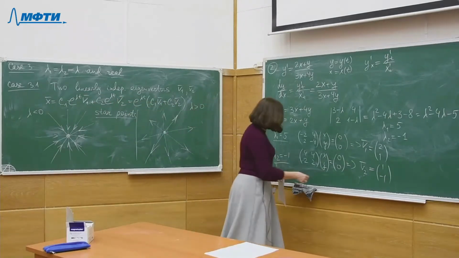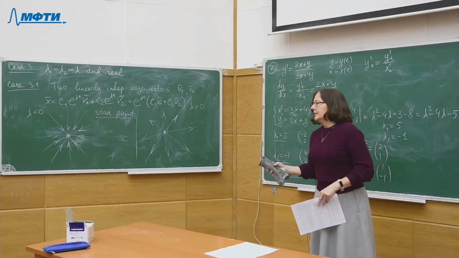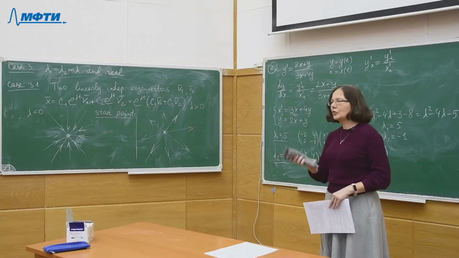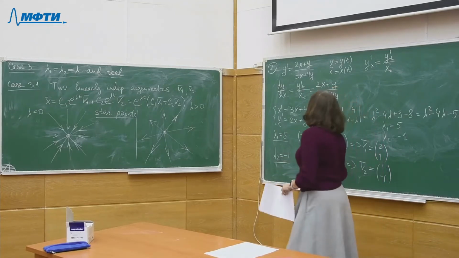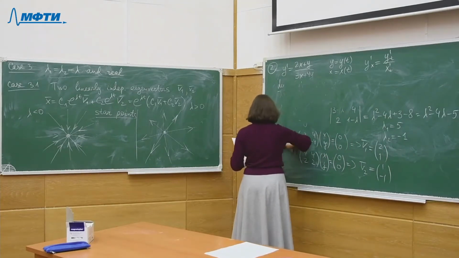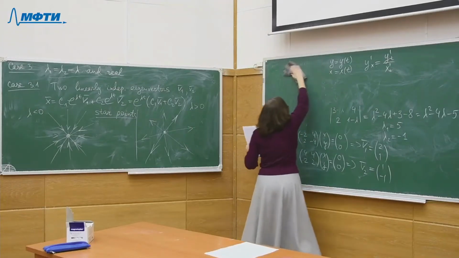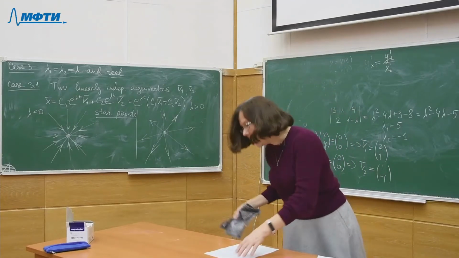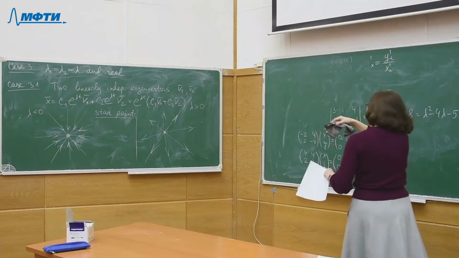So now let's discuss the case of a repeated eigenvalue and only one eigenvector, so a Jordan cell. Right? This is the most difficult case, of a Jordan cell. Or maybe first of all, I'm trying to give an example. Let's consider an example related to this case number 3.